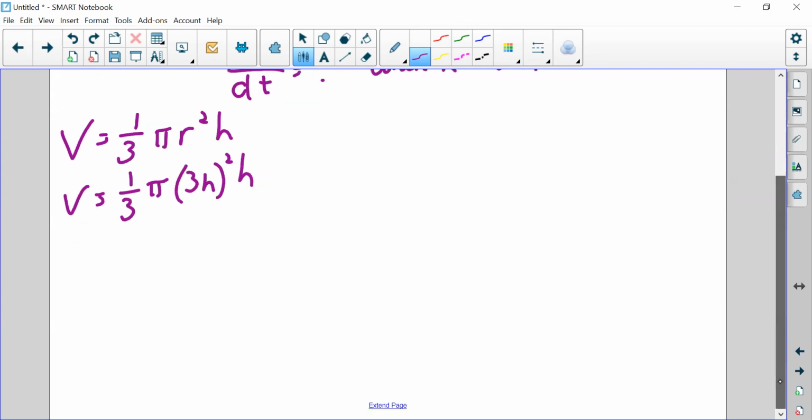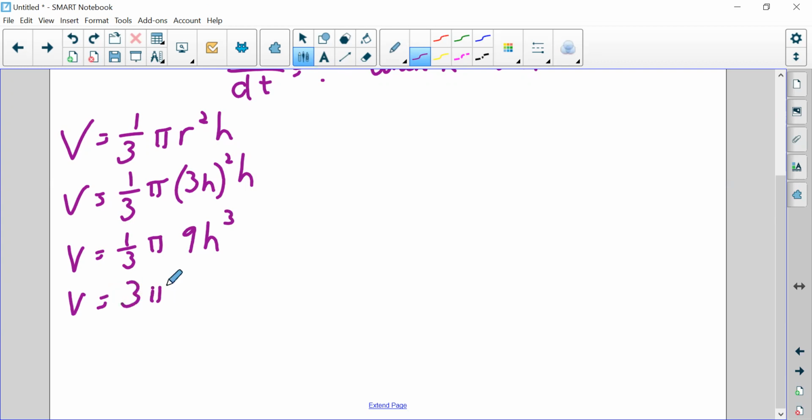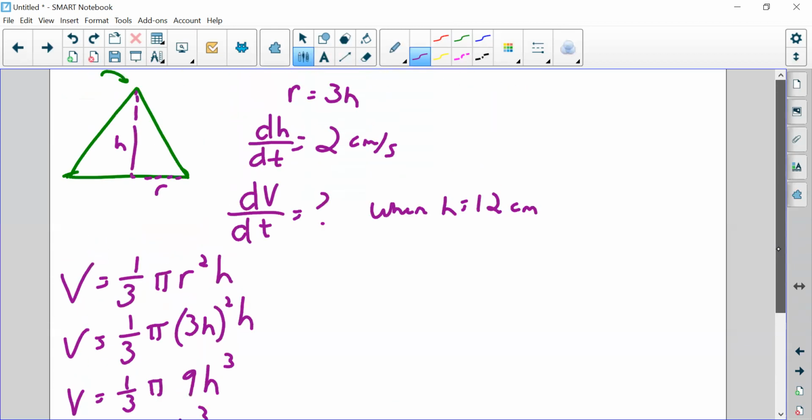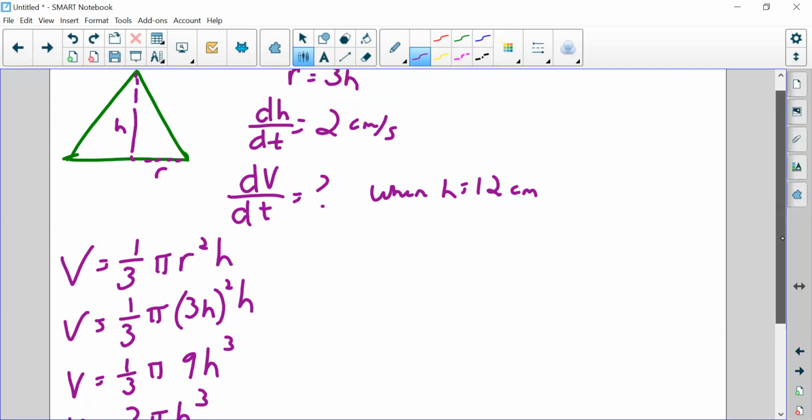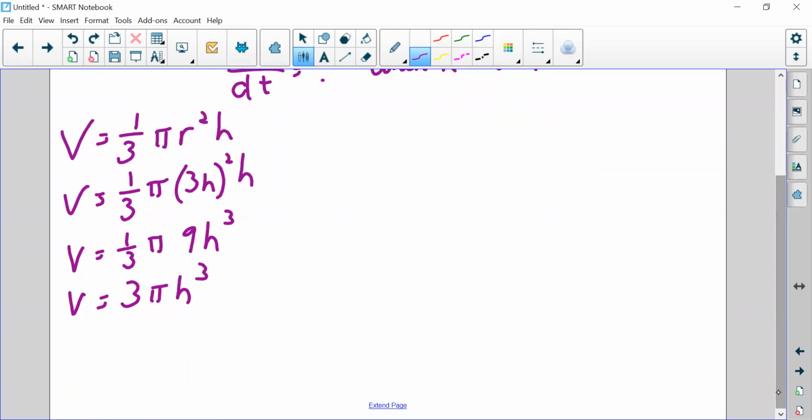So let's simplify that now. That gives us 1/3 pi times, well, 9h squared times h gives us 9h cubed. And what's 1/3 of 9? 3. So this is just 3 pi h cubed. That's a little bit easier equation to differentiate. Now I have an equation relating my v variable to my h variable, which is the variable I know the derivative of, and the variable I'm looking to find the derivative of. So that means I'm ready to differentiate. What's the derivative of the left-hand side? dV over dt.